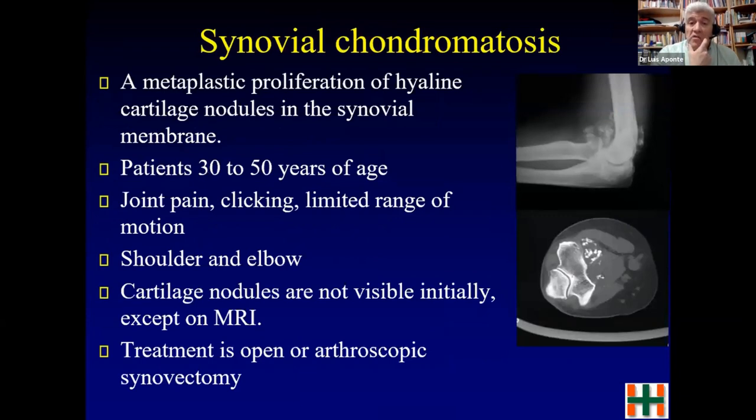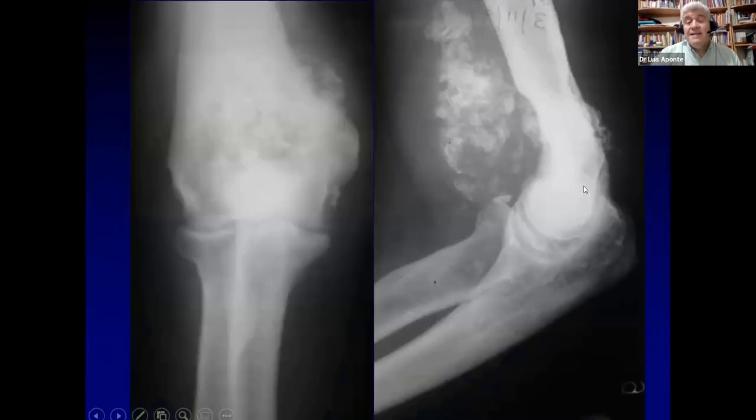Then we have the synovial chondromatosis. It's a metaplastic proliferation. It's very strange in the upper limb, where it's usually seen in the elbow. You can see it in the wrist and shoulder. There's some limited range of motion, like in this patient, but you can see it mainly in the shoulder and elbow, though it's uncommon in the upper extremity. You can see the nodules, not at the beginning, but later, and you can take them out by arthroscopy or synovectomy. It's difficult to take this in the elbow. It's very strange.